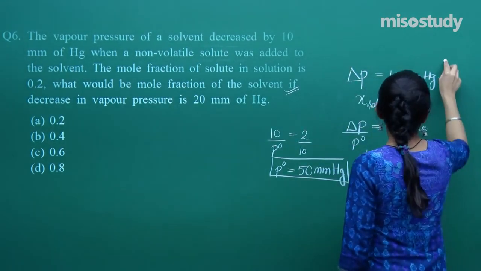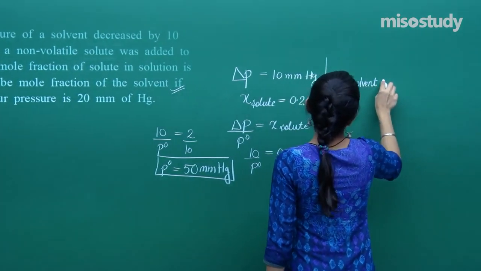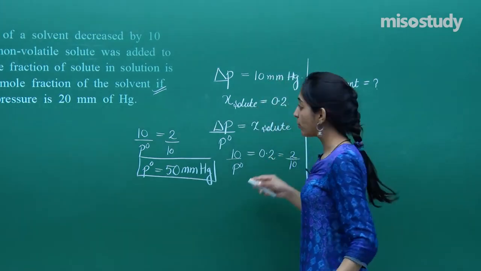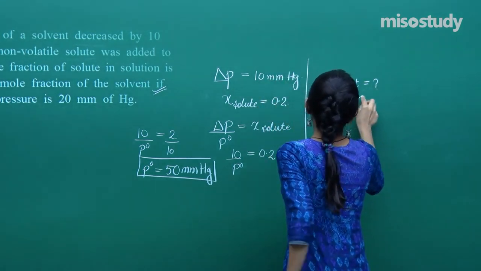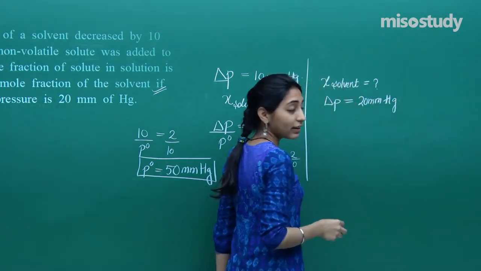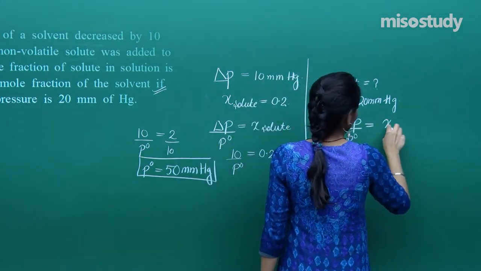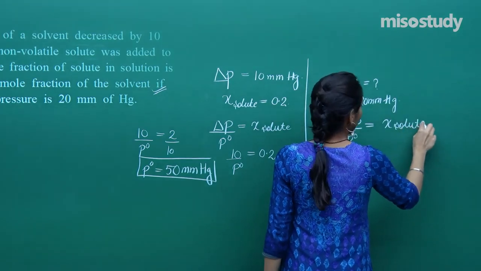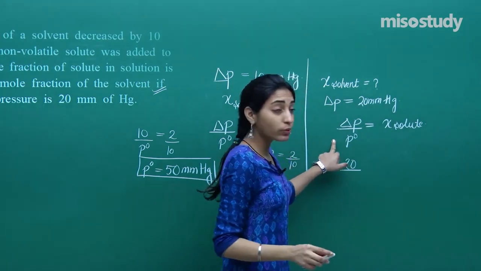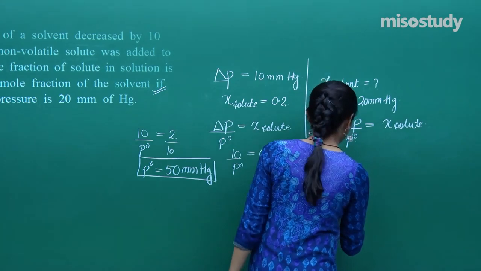Now the second thing he says is, what would be the mole fraction of solvent? This time I want you to calculate the mole fraction of solvent if the decrease in vapor pressure is double. That means delta P is 20 mm of Hg. Let us do the calculation once again. Delta P by P naught is the mole fraction of solute, once again the same formula. This time delta P is 20, whereas P naught we figured out is 50 mm.